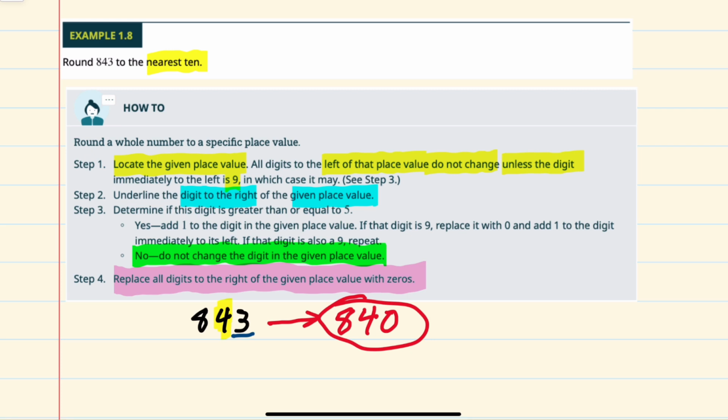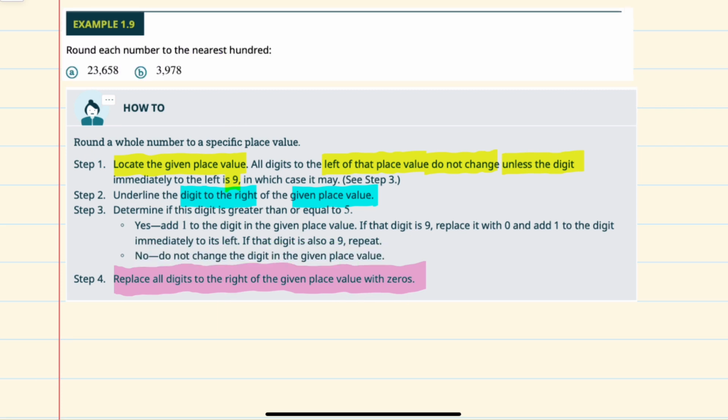Moving on to the next example, we have two parts to this next example. For part A, our number is 23,658, and in step 1 we have to locate the given place value. Here we're being asked to round each number to the nearest 100. So the 100 place value is this 6.